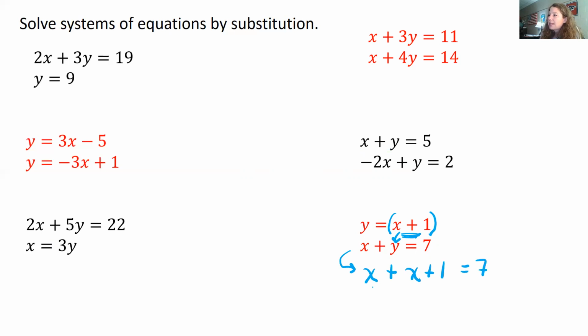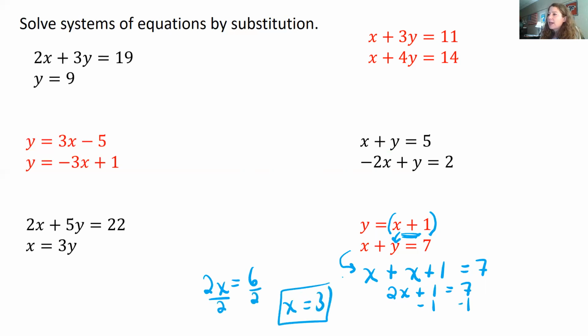I'm going to add my like terms together. So 2x plus 1 equals 7. I'm going to solve for x by subtracting 1. So I have 2x equals 6. And then the opposite of times 2 is divided by 2. And I get 3. So x is 3. I have half of my answer. And now I know that if x is 3, what does y equal? Well, 3 plus 1 is 4. And that's my solution.